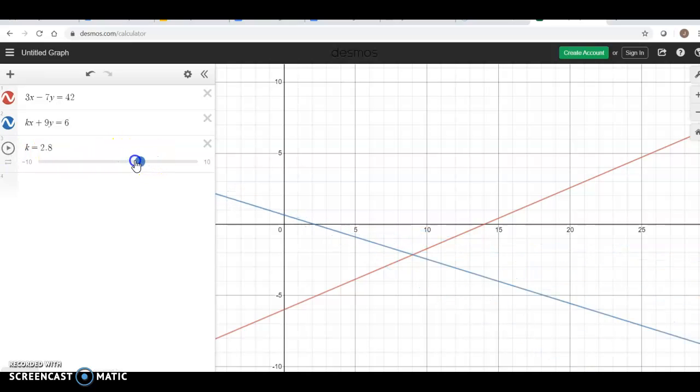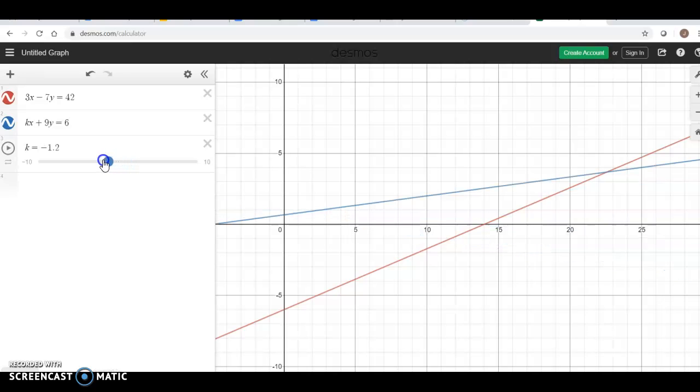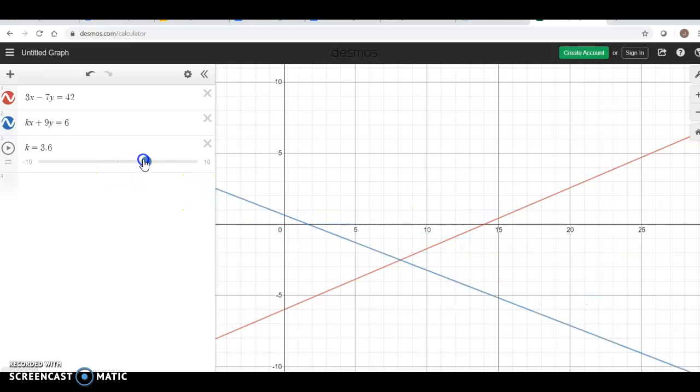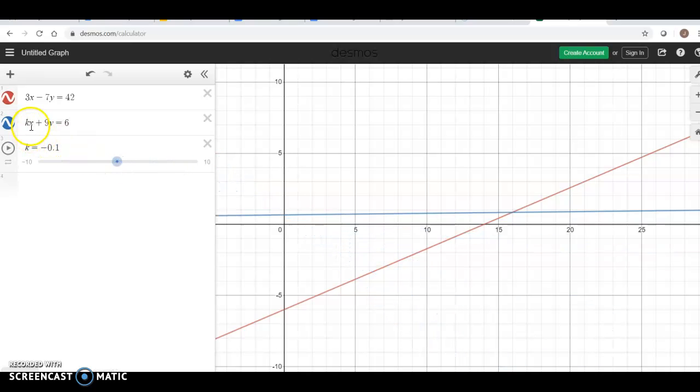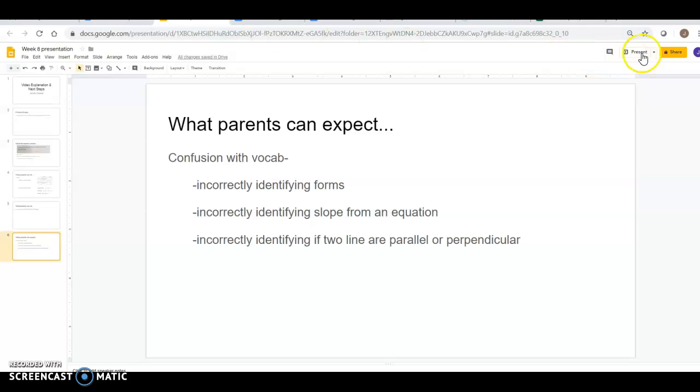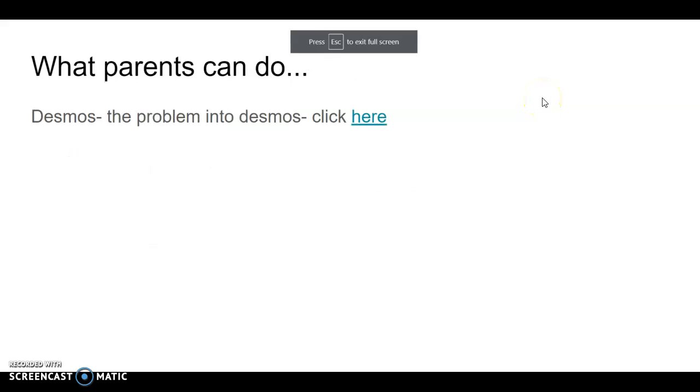So if we did this, the one student said they did negative 1/3, so that's like negative 0.33. We'd be able to see that these lines are not perpendicular. So we'd be able to get a better understanding of how our slope is affected and how the lines become perpendicular based on this value of k. Desmos is just something that students can always graph lines in to check their work, to see their work, and it's just a really helpful tool. So that is what parents can do.